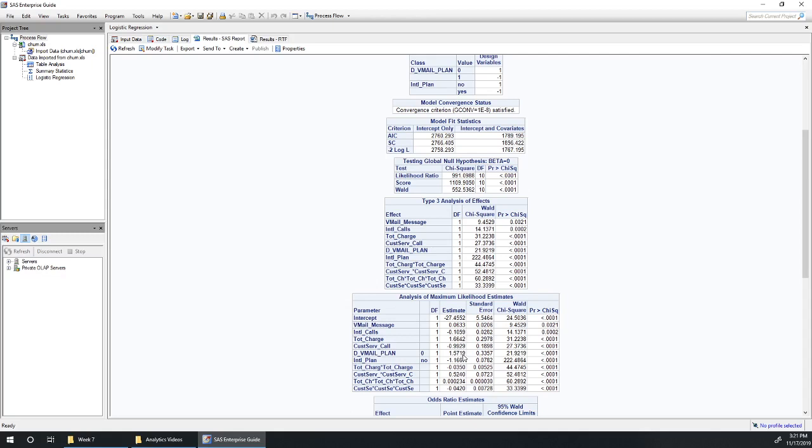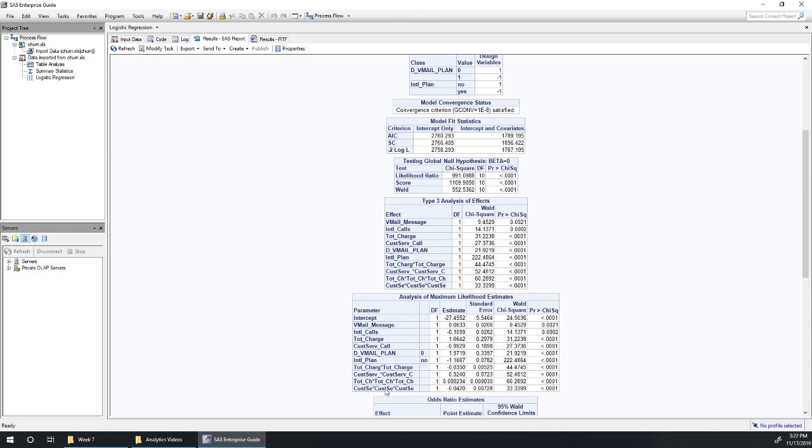Voicemail plan. This is a biggie. Here, voicemail plan of value 0 increases our chance of churning by this divided by 4. That would be 1.6 divided by 4 is about 0.4, so 40%. Not having a voicemail plan means we have a 40% higher chance of churning than if we do have a voicemail plan. International plan, not having an international plan makes us, what's that, divided by 4, we've got about 30%. We're about 30% less likely to churn.